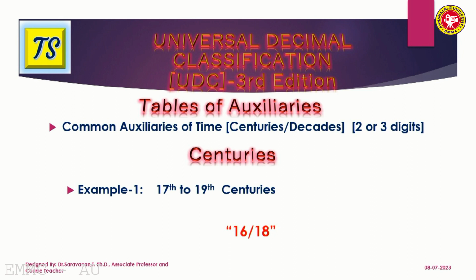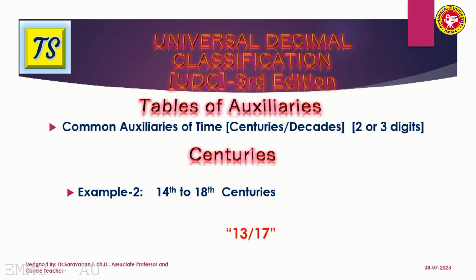That means 18th century is covered. In between 17th to 19th, the 18th century is available. So they need to be transferred. As per the instruction, the centuries need to be subtracted. So the format is 16, extension sign and 18, and they should be placed within double quotes. This is one kind of century format.